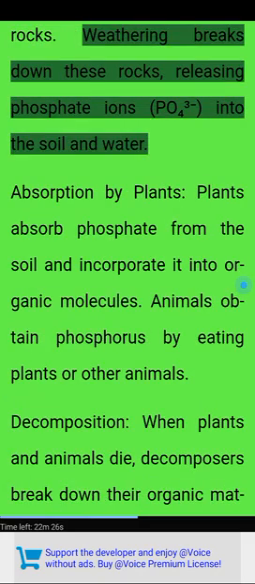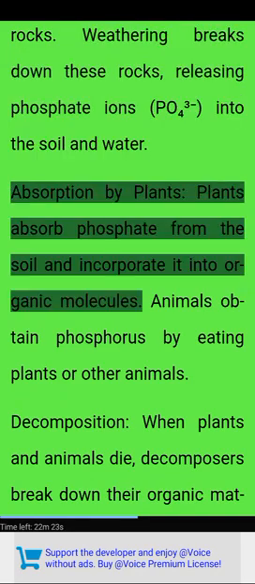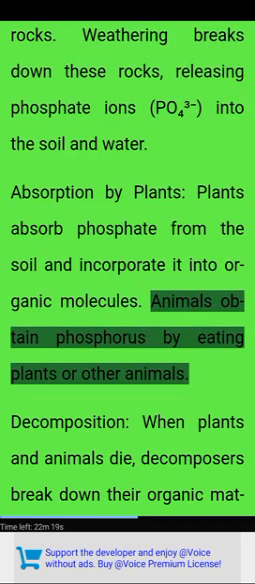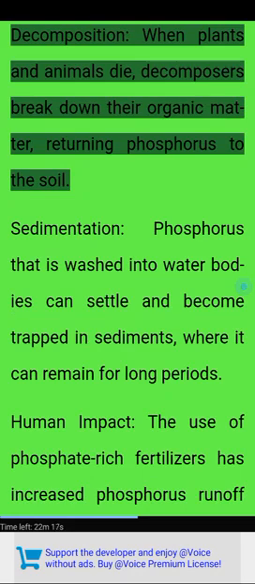Weathering breaks down these rocks, releasing phosphate ions (PO4) into the soil and water. Absorption by plants: plants absorb phosphate from the soil and incorporate it into organic molecules. Animals obtain phosphorus by eating plants or other animals. Decomposition: when plants and animals die, decomposers break down their organic matter, returning phosphorus to the soil.